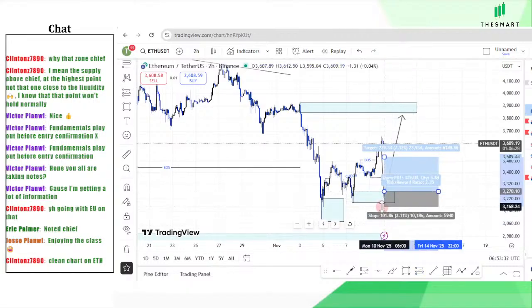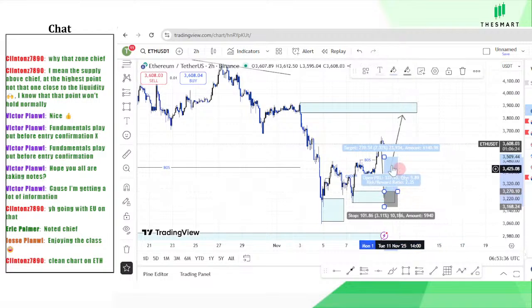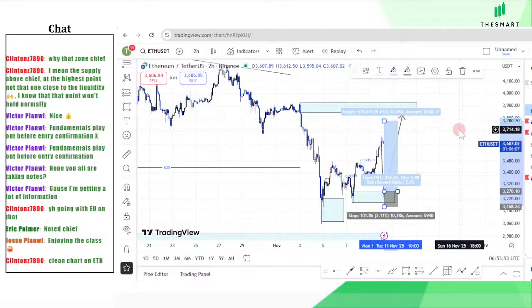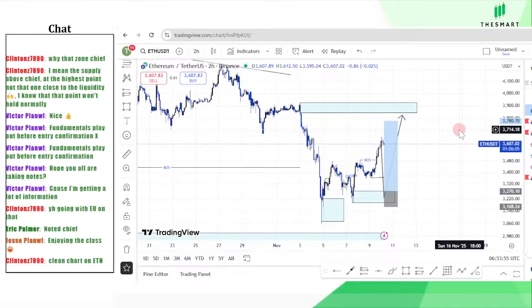You don't need to catch the entire move. This is a 1:3 at this level, good. And if you are going with this one, this is a 1:5.5. So we can just say, okay, we want to target 1:5. 1:5 is a very, very realistic take profit.